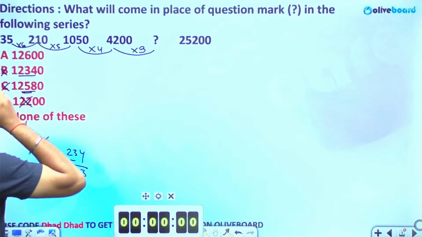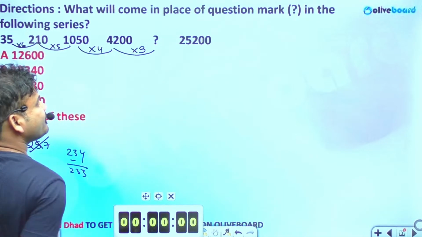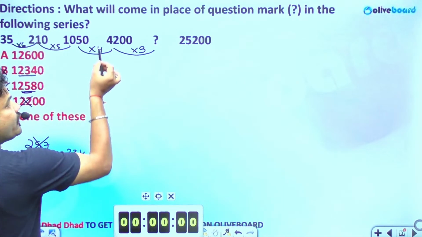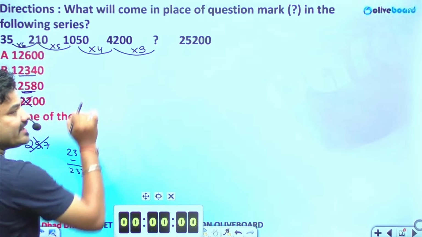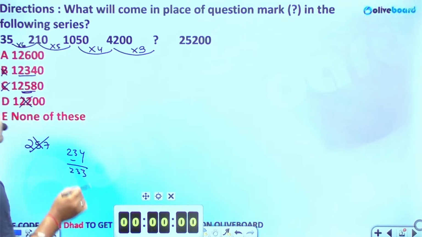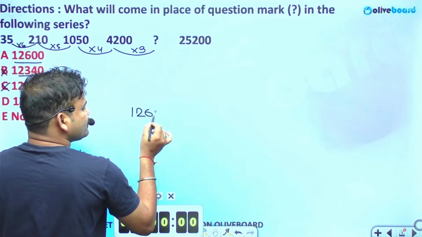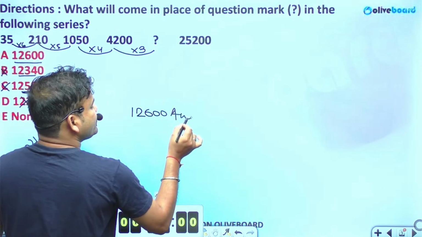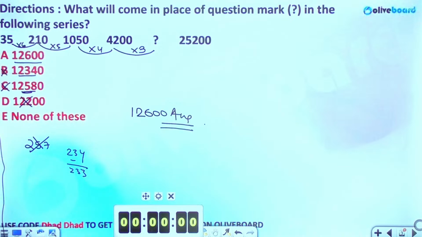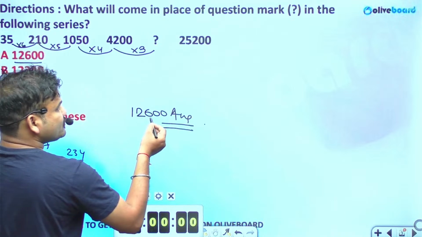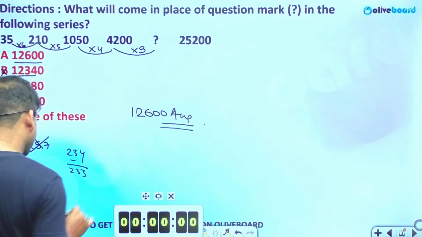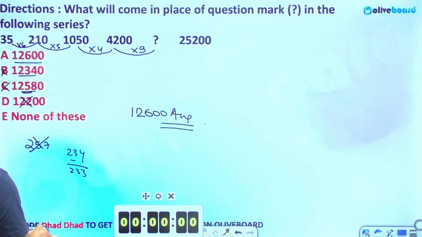So the answer has to be a multiple of 3 as well as a multiple of 7. Moreover, 42 consists of 3, and 3 into 3 is 9. So the answer has to be a multiple of 9. Look at this option. This particular number is a multiple of 9 as well. So the answer will be 12600. Clear? 4200 multiplied by 3 is 12600. So this is the missing number over here, and you can prove it also. 12600 multiplied by 2 is equal to this. Fine. Next question.